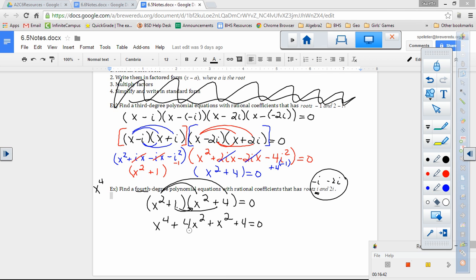Just need to do some combining of like terms. x to the 4th plus 5x squared plus 4 equals 0. There is your 4th degree polynomial. Again, notice all of the i stuff canceled out and you are left with just a polynomial. Okay, nicely done.